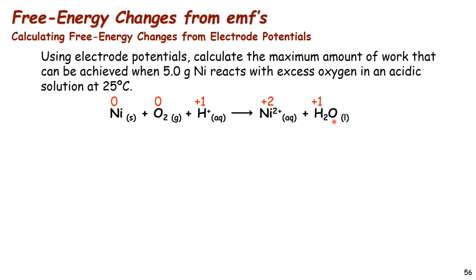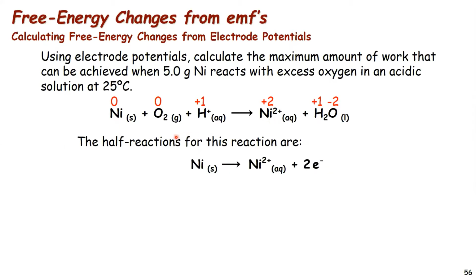Our next step then is to split the reaction into the oxidation half reaction and the reduction half reaction. So in oxidation, the oxidation number increases. So we can see the nickel goes from 0 and it's increased to +2. So that must be our oxidation half reaction, the nickel going to nickel +2. Okay. And then to balance it, of course, we're going to add 2 electrons to it.